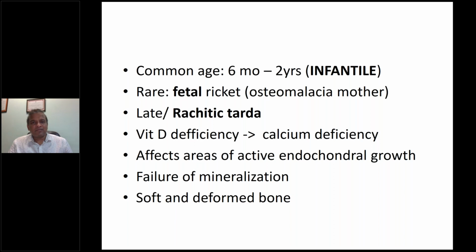Fetal rickets is rare unless the mother is severely osteomalacic. Many rachitic forms which present later, beyond this age group, are known as rachitic tarda because they present slow or late. More commonly, it is because of vitamin D deficiency rather than calcium deficiency. Calcium deficiency is less common in children. So this affects the active endochondral growth area. There is failure of mineralization leading to soft and deformed bone, which leads to various deformities.